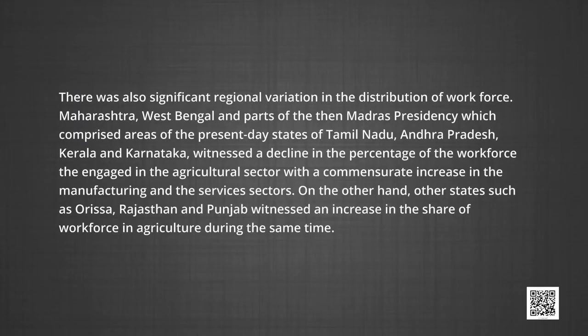There are also significant regional variation in the distribution of workforce. Maharashtra, West Bengal, and parts of the Madras Presidency, which comprised areas of the present-day states of Tamil Nadu, Andhra Pradesh, Kerala, and Karnataka, witnessed a decline in the percentage of the workforce engaged in the agricultural sector, with a commensurate increase in the manufacturing and the service sectors. On the other hand, other states such as Odisha, Rajasthan, and Punjab witnessed an increase in the share of workforce in agriculture during the same period.